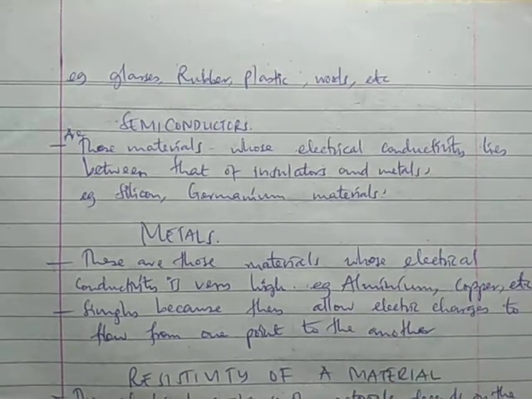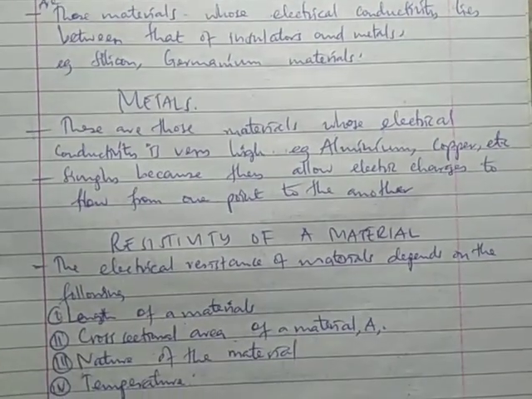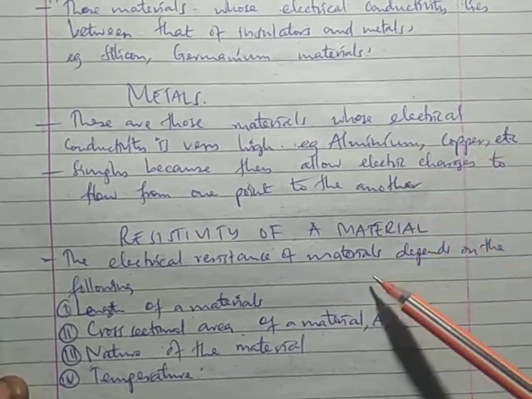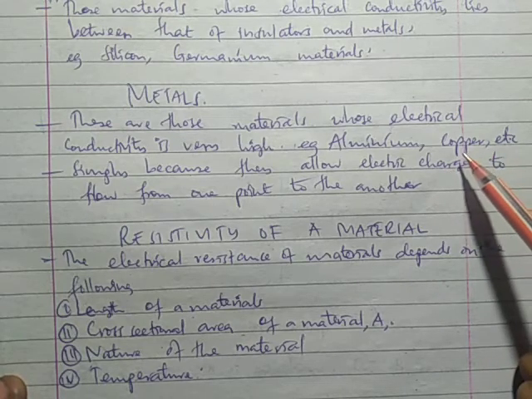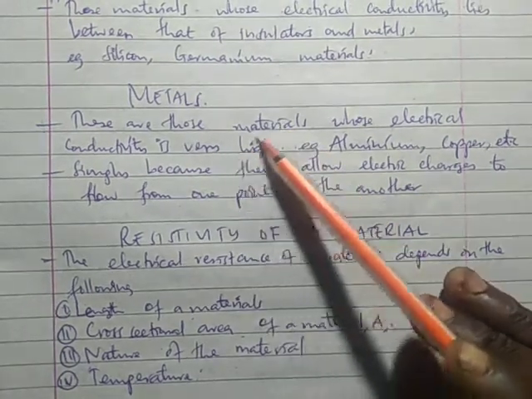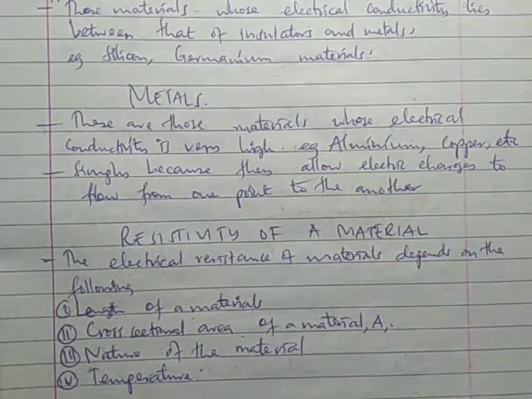But from there, we have metals, which we are discussing in this topic. Metals are those materials whose electrical conductivity is very high, such as aluminum and copper, etc. So we have many metals, we have iron and others, which allow the conduction of electricity through them, simply because they allow electric charges to flow from one point to another. So hiyo materials classification tutaenda kuisoma in deep kwenye mambo ya electronics.